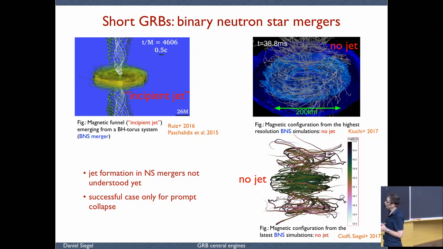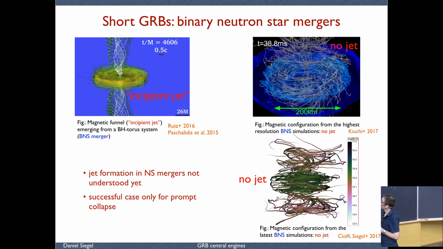In general, I'm happy to talk about the details later over coffee. I have to go fairly quickly over this because we also want to talk about GRB afterglow theory in just a minute. But to make a long story short, jet formation and the activation of the Blandford-Znajek mechanism in neutron star mergers is still not understood. I would say there's still a lot of work to be done and things to be understood.